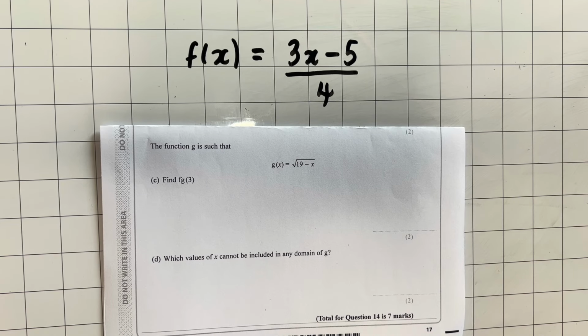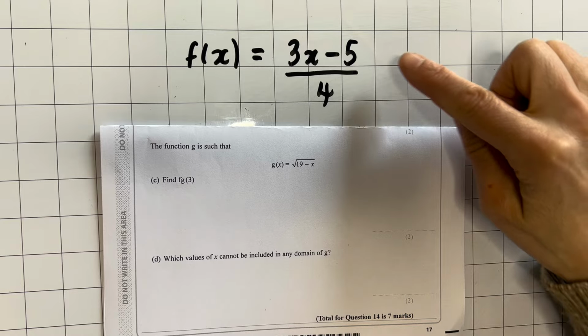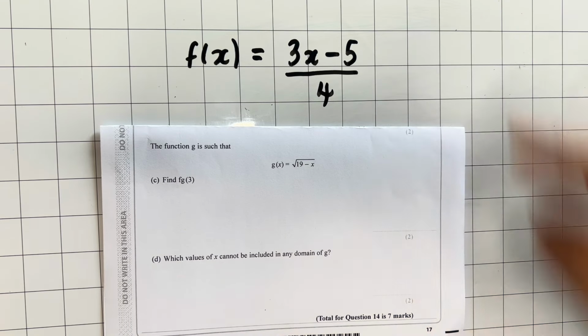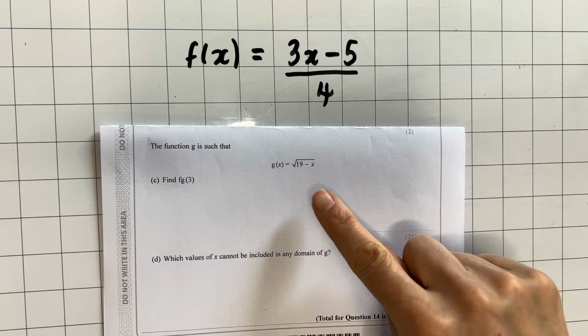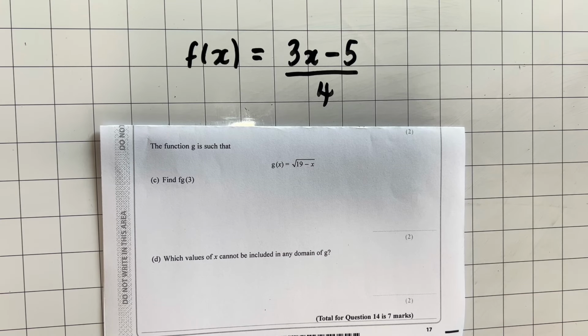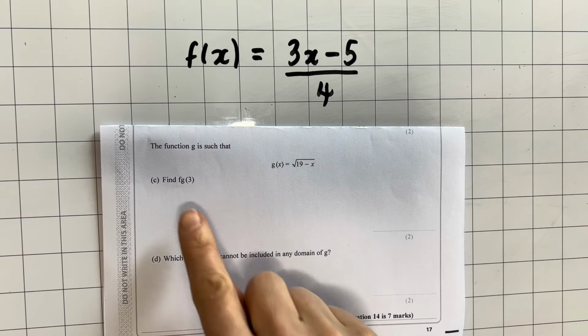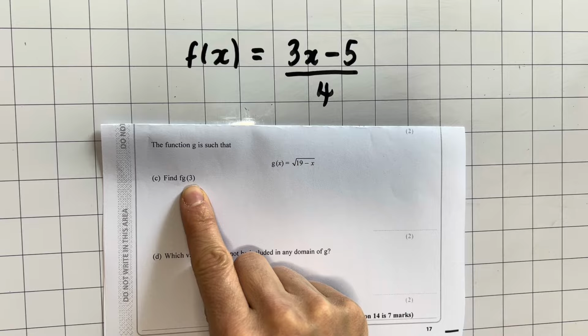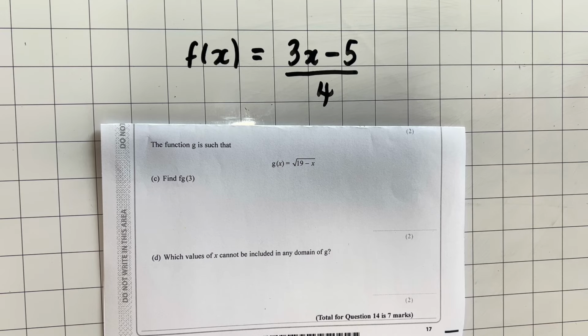So now if we attempt parts C and D, we still need the function f, and now we're given a function g as well, which is the square root of 19 take away x. We're asked to find the composite function fg, where x is equal to 3, and we're also asked to find the values of x that cannot be included in any domain of g. If you'd like to pause the video, attempt to answer the question and return to play the video to see the solutions for parts C and D and where the marks are awarded.